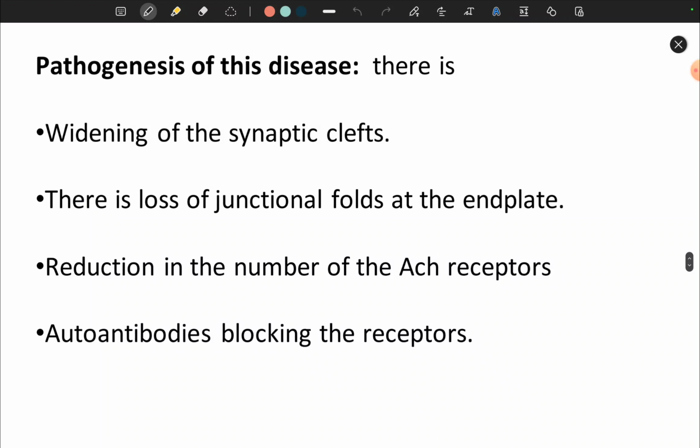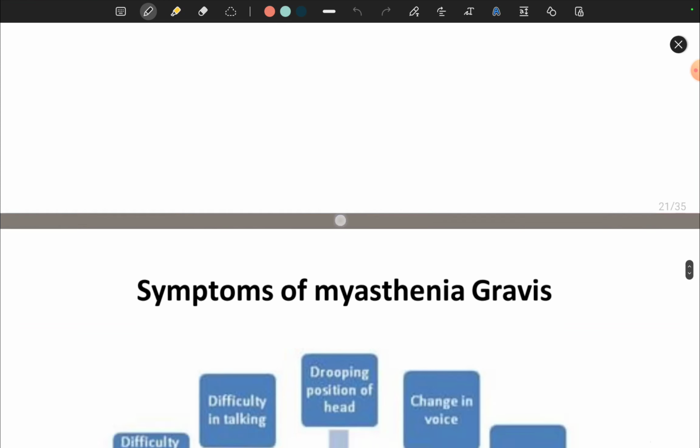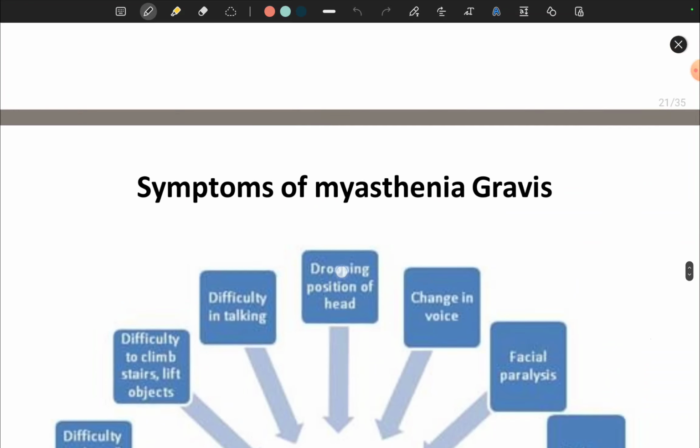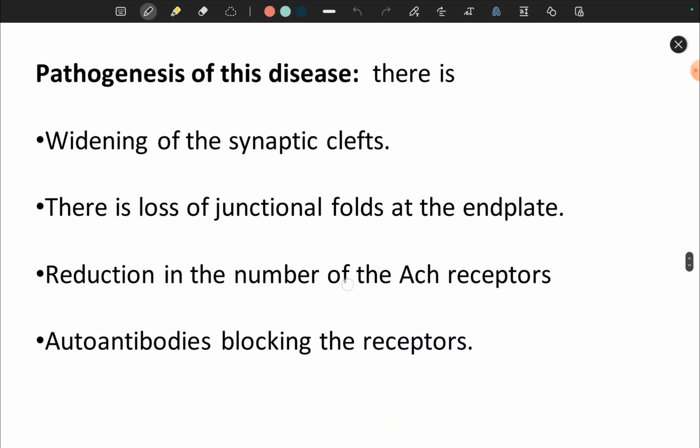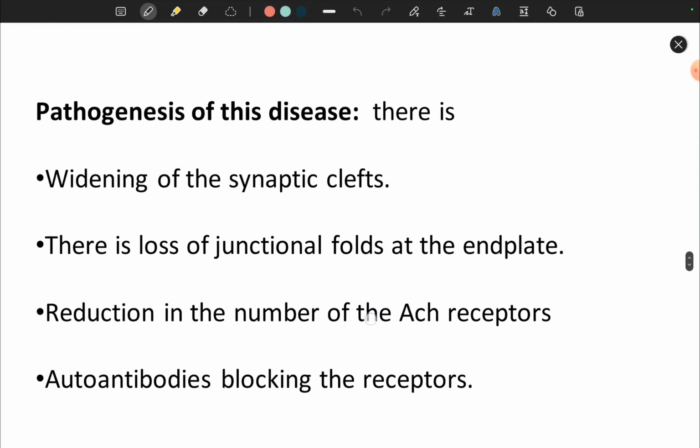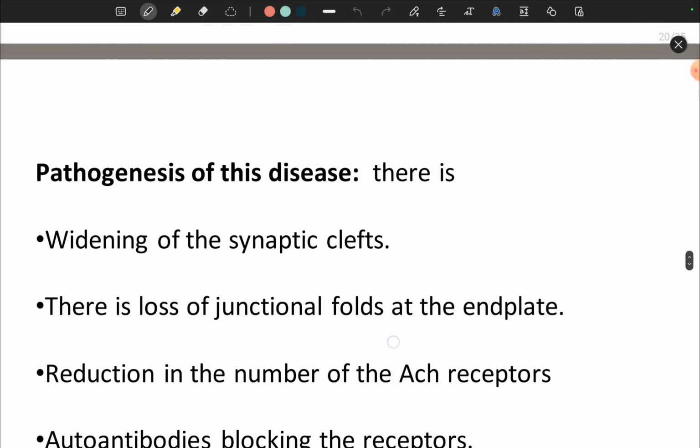Raise your hands. What are the differences between normal and patient with myasthenia gravis in the synapse? This is the synaptic region which is the pathogenesis of this disease. Others, yes?